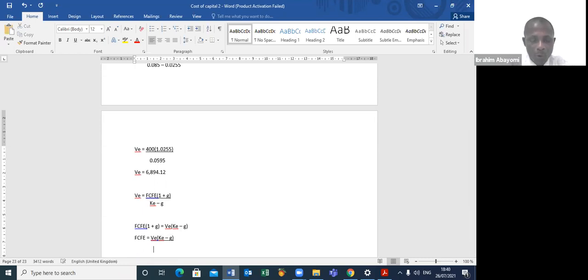Over 1 plus G. You can see that I have rearranged this formula. Why do I need to rearrange it? Because I want to get another free cash flow. Already I know my market value. Since I know my market value, I can get my free cash flow to equity. So I need to make free cash flow to equity the subject of the formula so that I will get the new free cash flow to equity when our debt has now increased to 2,400. So let us continue.